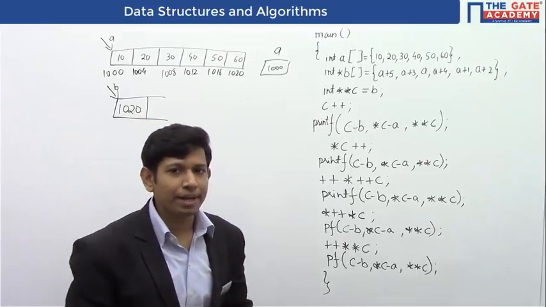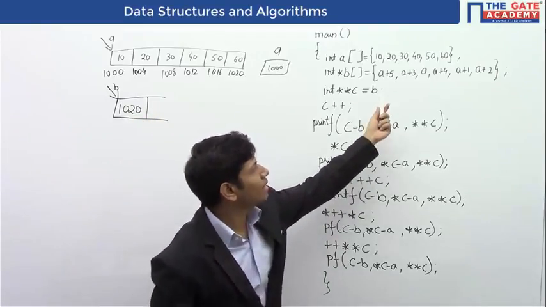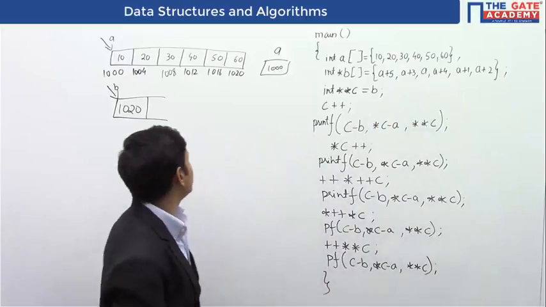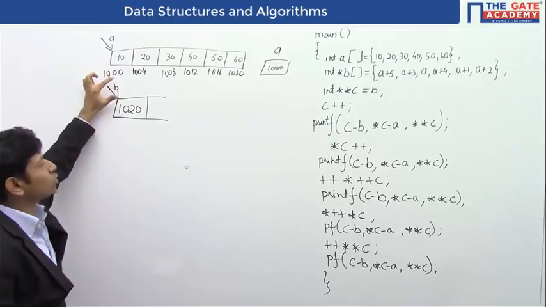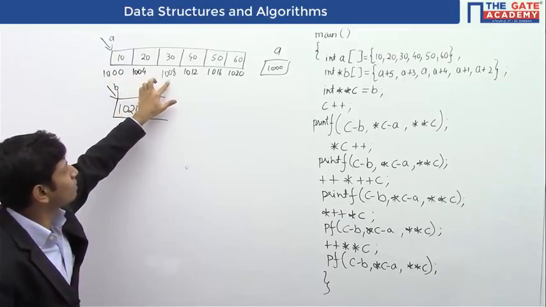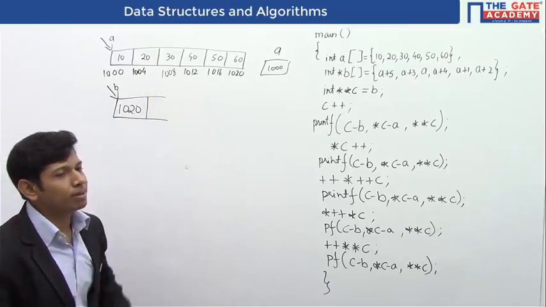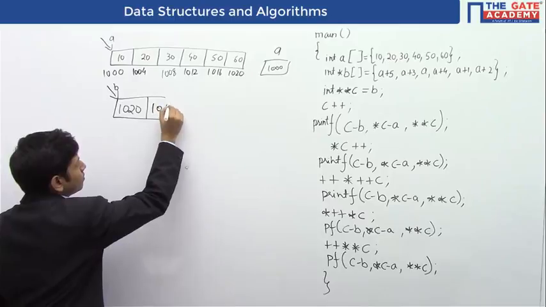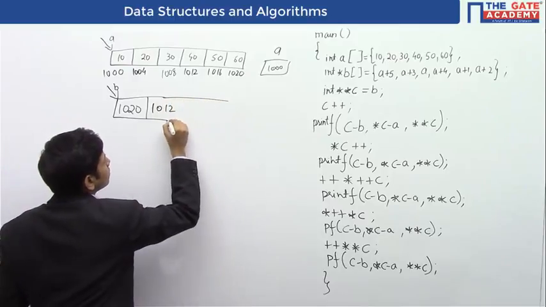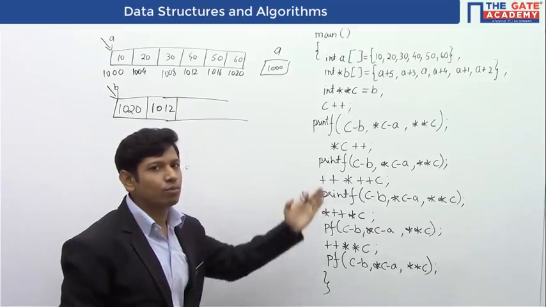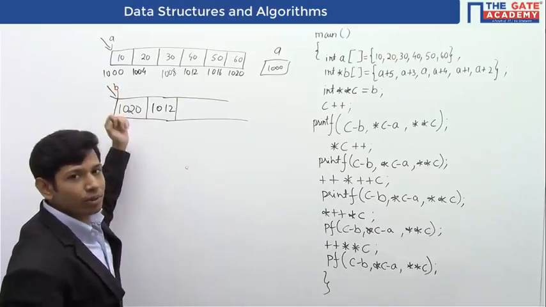Once we have obtained this one value, we can similarly obtain all these values. So what will a plus 3 store? A will represent 1000, a plus 1 is 1004, a plus 2 is 1008, and a plus 3 will represent 1012. Once we have obtained a plus 3, let's see what a represents. A is directly 1000.